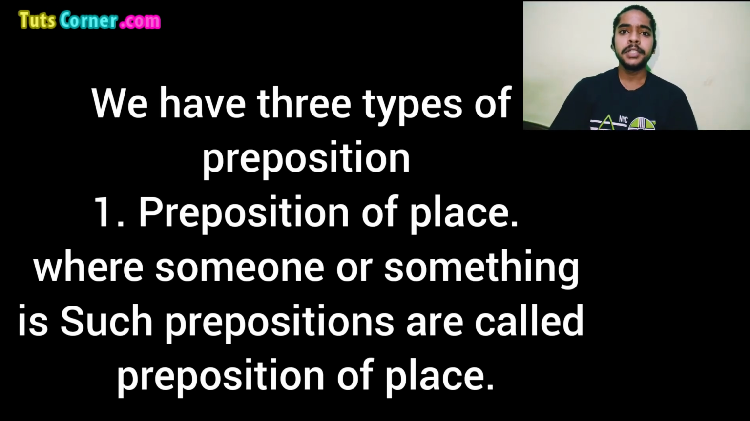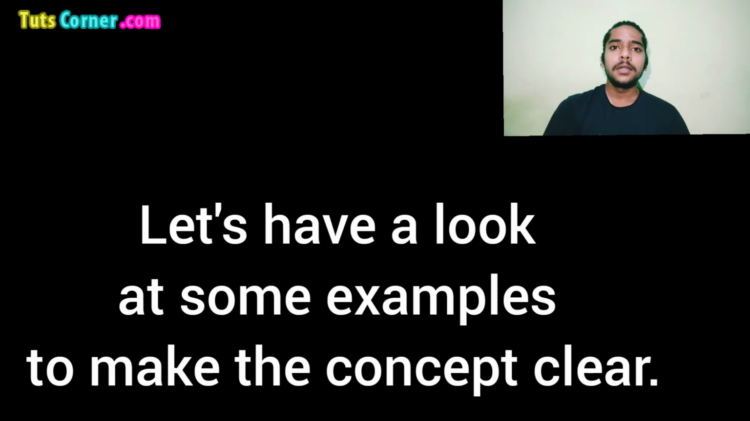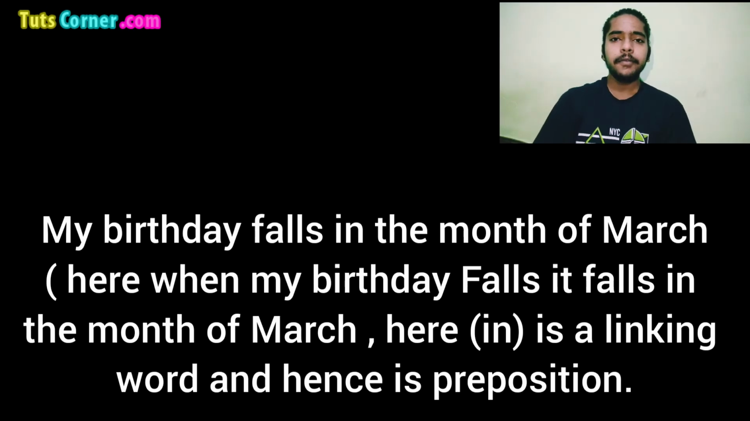First, preposition of place. Where someone or something is, such prepositions are called preposition of place. Let's have a look at some examples to make the concept clear. My birthday falls in the month of March. Here, when my birthday falls, it falls in the month of March. Here, in is a linking word and hence is a preposition.